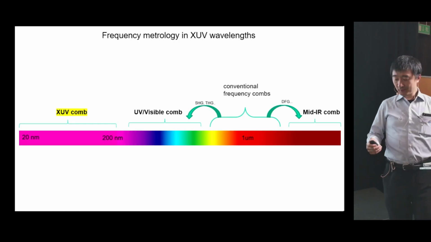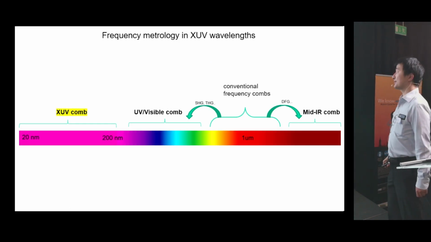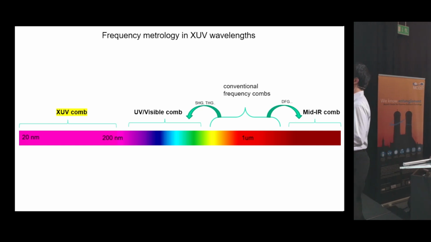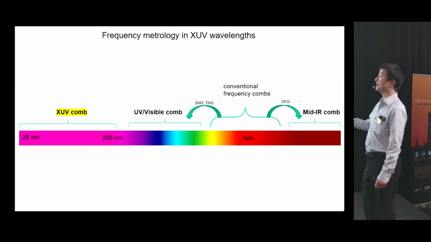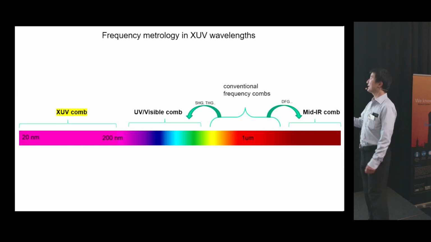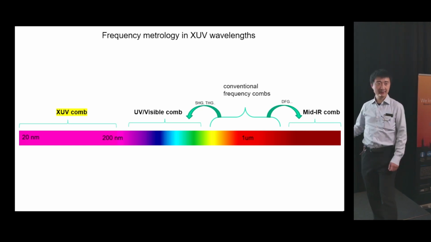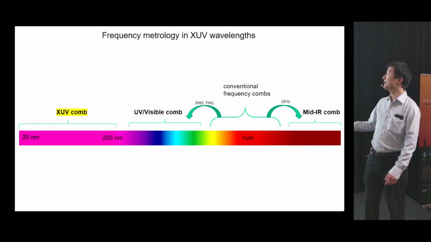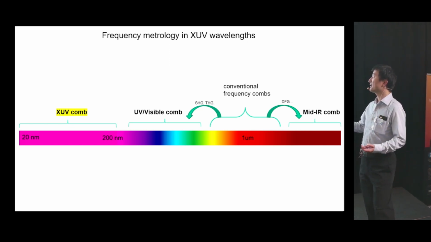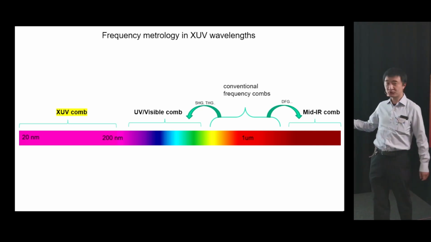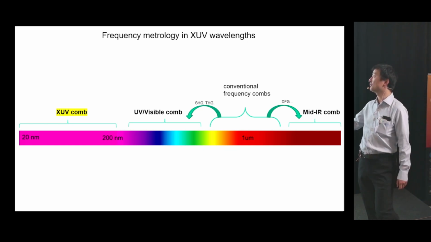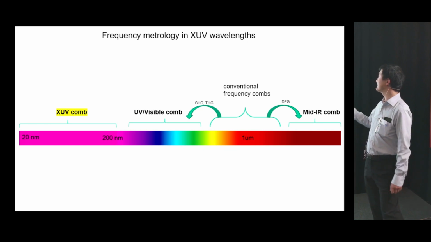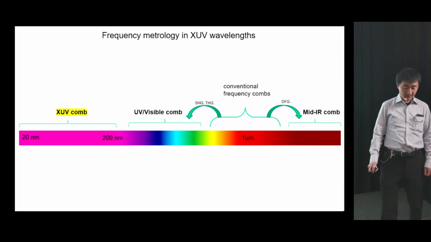Okay, so for all these interesting applications of optical frequency combs, typically frequency combs have been generated by using mode-locked lasers in the infrared to the visible wavelengths. We can also use conventional nonlinear processes with nonlinear crystals, like second harmonic generation and third harmonic generation, to extend these infrared frequency combs into UV, visible, and sometimes even the mid-infrared regions.